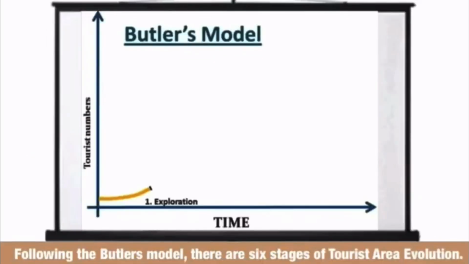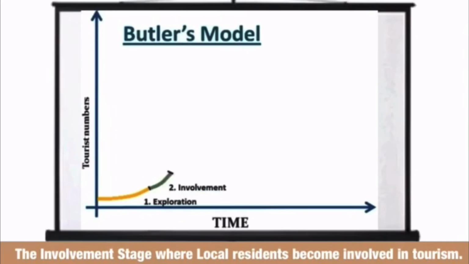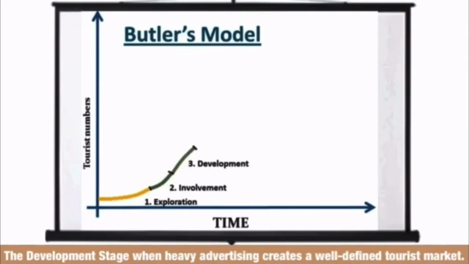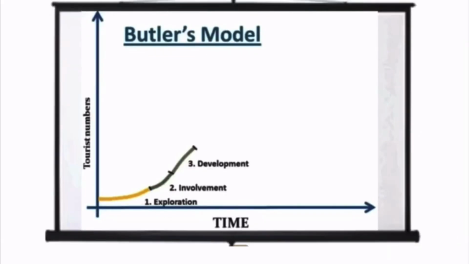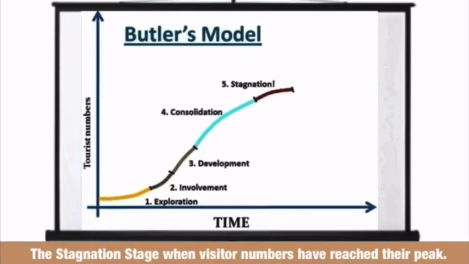Following the Butler model, there are 6 stages of tourist area evolution. The exploration stage, where there are only small numbers of tourists. The involvement stage, where local residents become involved in tourism. The development stage, when heavy advertising creates a well-defined tourist market. The consolidation stage, when the area's economy is tied to tourism. The stagnation stage, when visitor numbers have reached their peak.